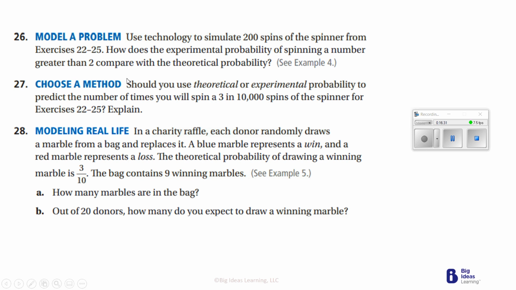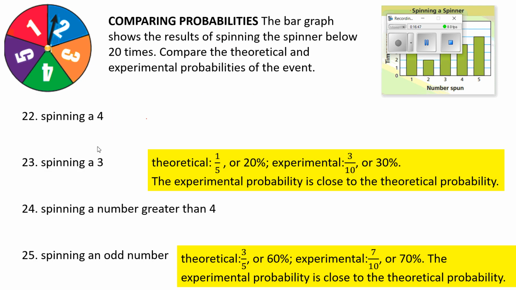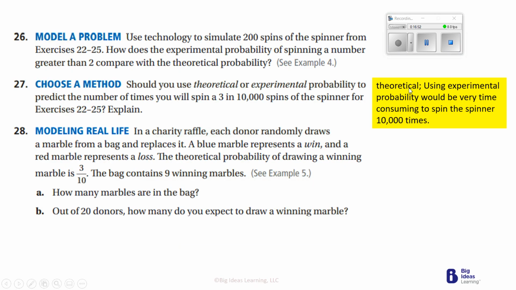Going to number 27. Should you use theoretical or experimental probability to predict the number of times you will spin 3 in 10,000 spins of the spinner for exercise 22 through 25? Should I use theoretical or experimental? Well, theoretical, really. Using experimental probability would be very time consuming, especially when you're doing it 10,000 times. Okay, who wants to spin that thing 10,000 times?